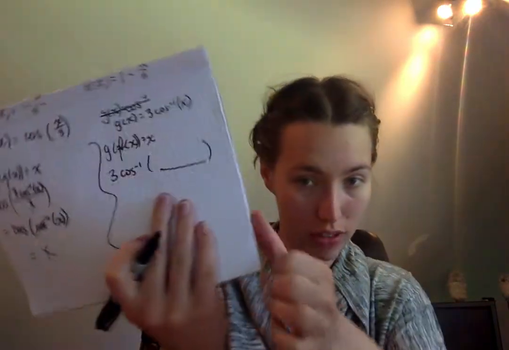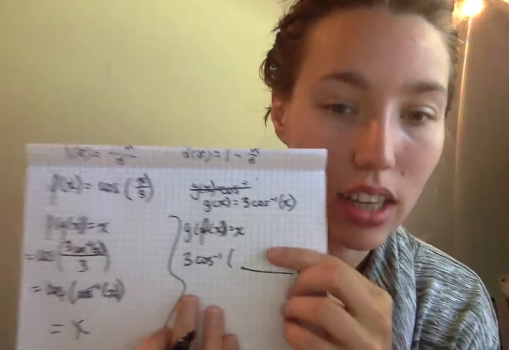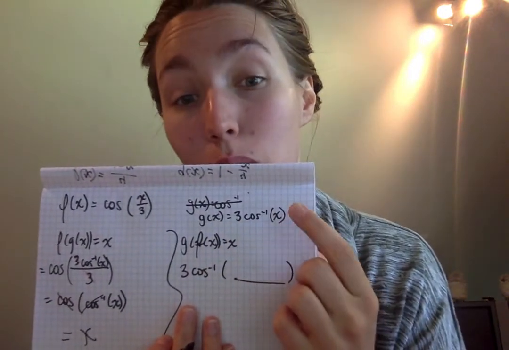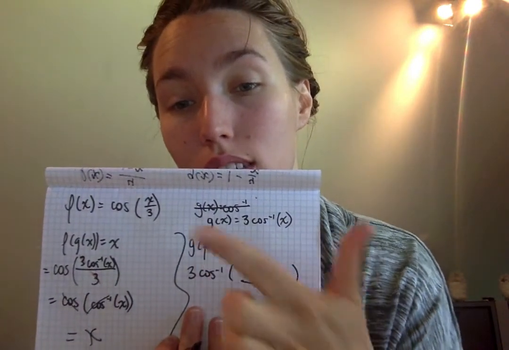All right, this time we're writing out the g function, but then we're putting a big old blank, and that's where the f function will go, right? Because originally the g function was 3 inverse cosine of x, but we've replaced x with f of x. There's f of x. Cosine of x over 3.